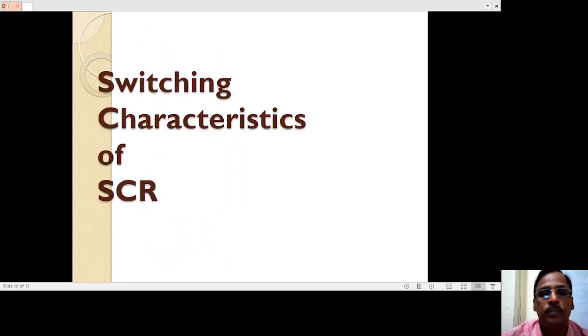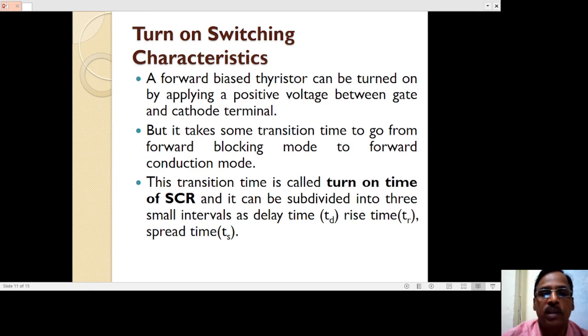Next we have the switching characteristic of the SCR. What is switching characteristic? An SCR may be turned on or turned off. Switching characteristic is divided into two parts: switching characteristic during turn on and switching characteristic during turn off.